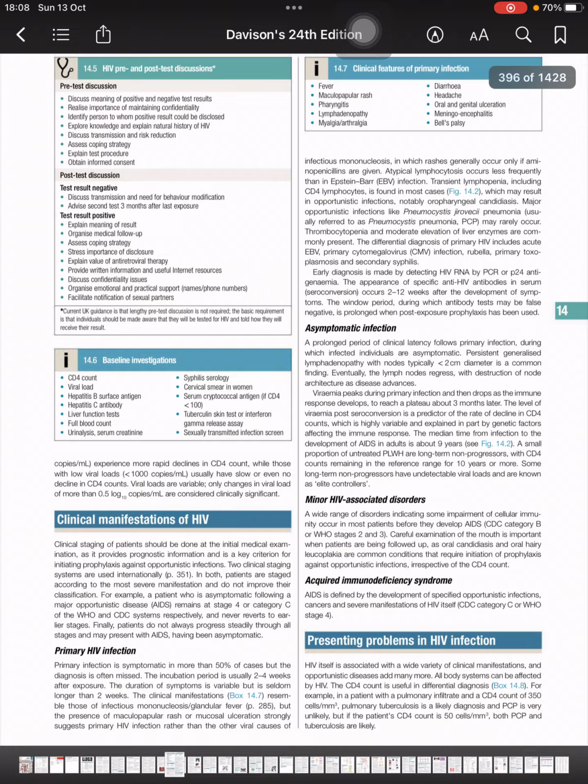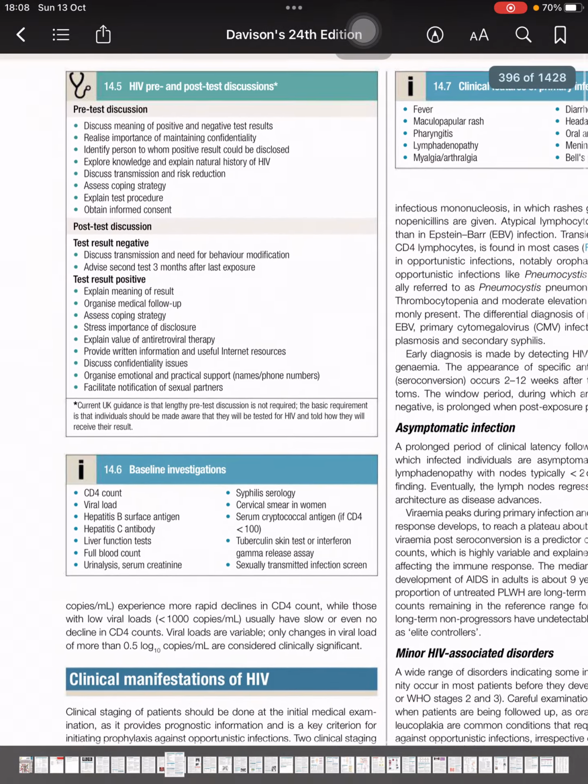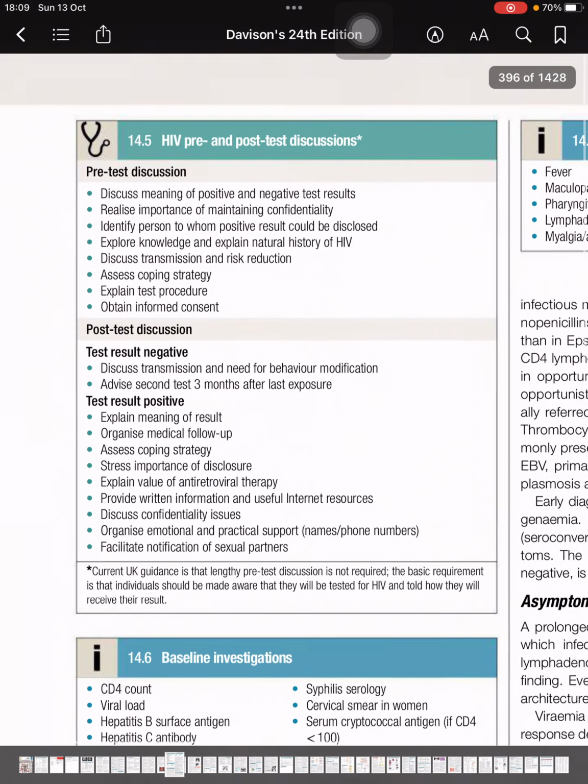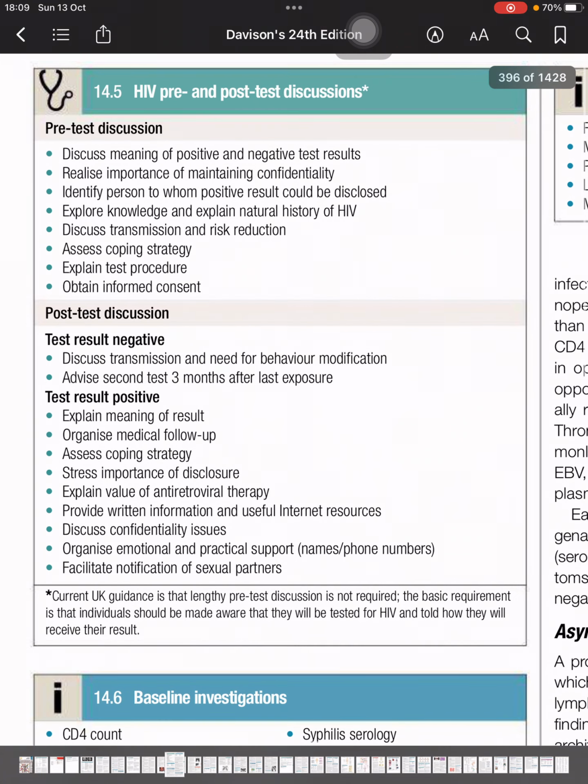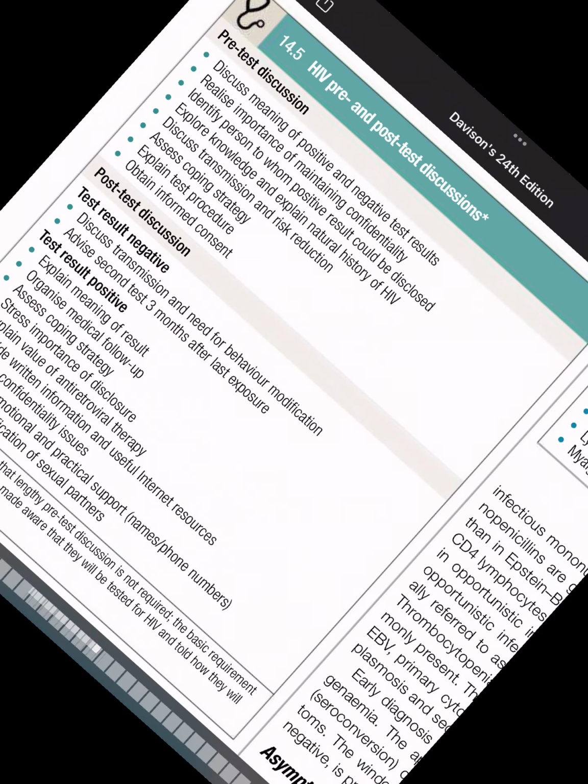HIV pre and post test discussion. Pre-test discussion. Discuss meaning of positive and negative test results. Realize importance of maintaining confidentiality. Identify person to whom positive result could be disclosed. Explore knowledge and explain natural history of HIV. Discuss transmission and risk reduction. Assess coping strategy. Explain test procedures. Obtain informed consent.